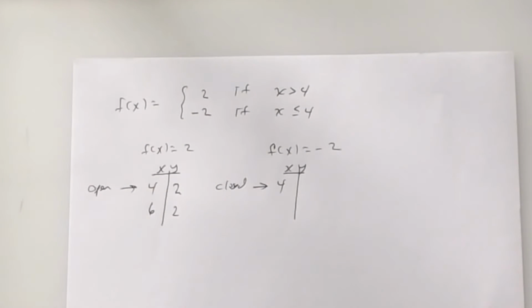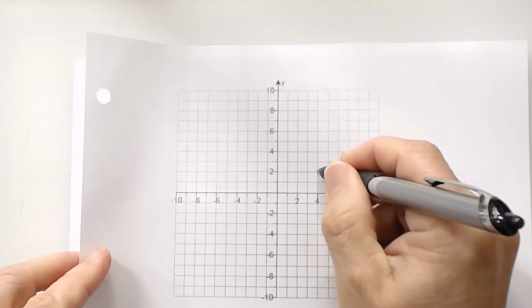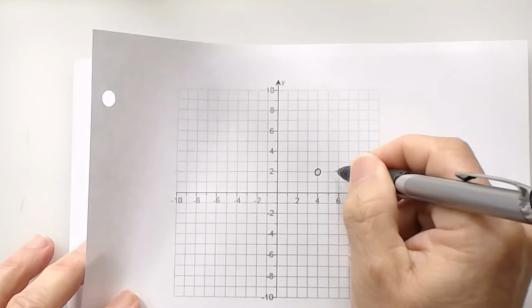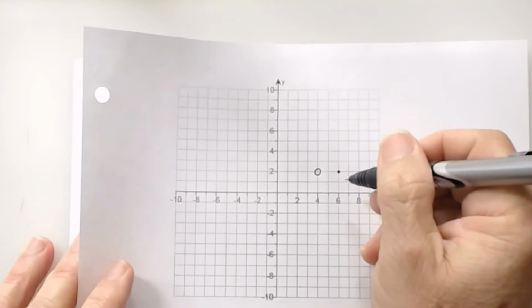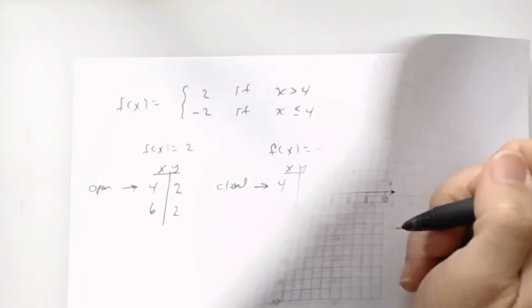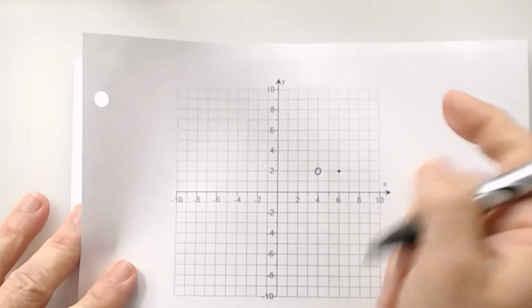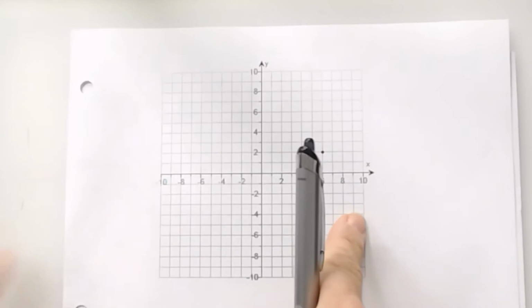So you plot those 2 points. So 4, 2 is open. And 6, 2 is closed, correct? Now remember, in previous semesters, you graphed the line y equals 2. y equals 2 is what kind of line? Horizontal. And notice this is a horizontal ray.